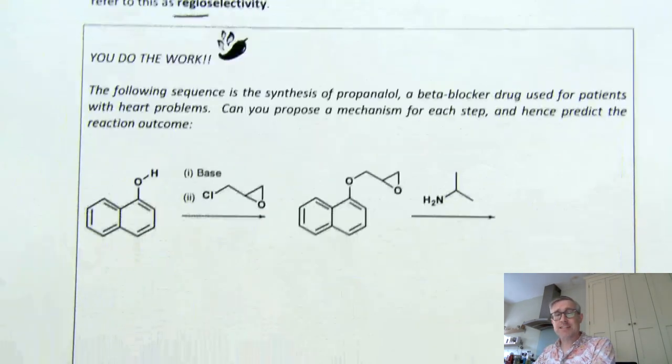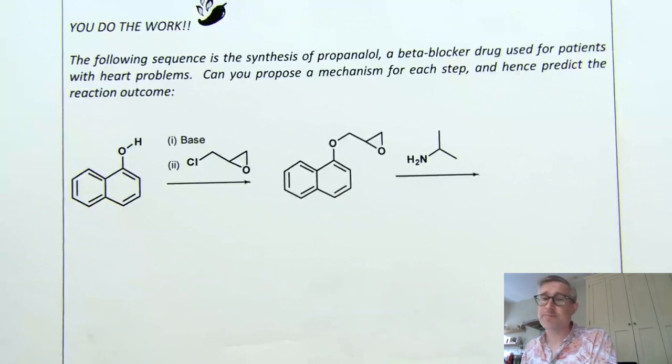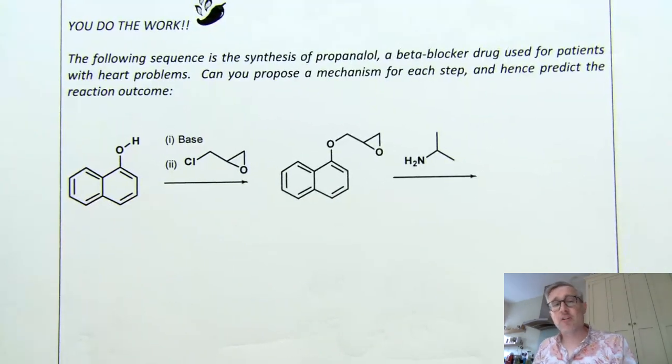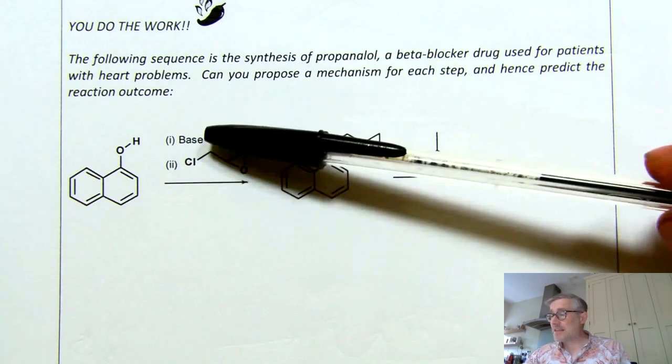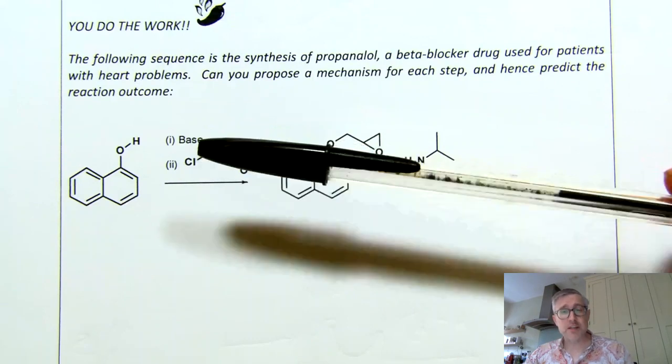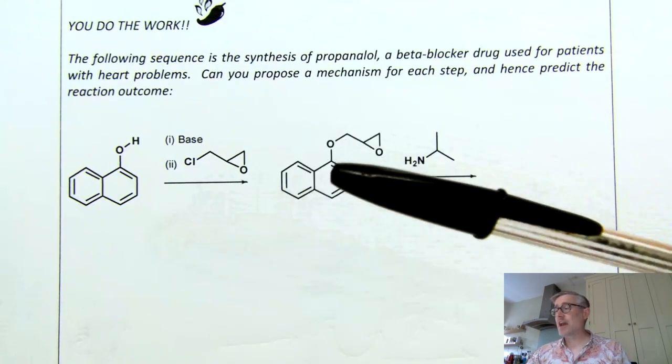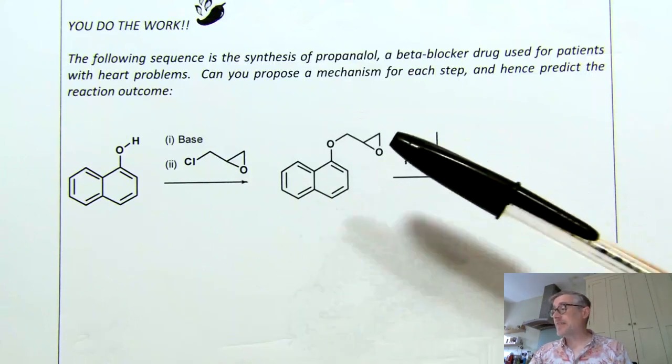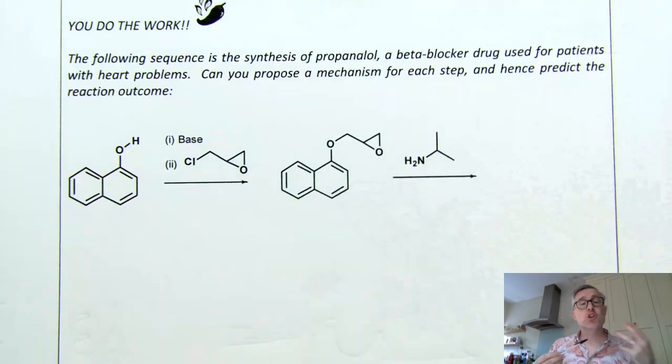The final bit of this screencast is a chilly challenge. You do the work. That means it's super tough. And this is part of the synthesis of propranolol. That's a beta blocker drug used for patients with heart problems. And I think you're now at a stage where you can propose a mechanism for each step of that reaction and predict the reaction outcome. Use the base first, work out what that does, then introduce the second reagent, and you should be able to make this, and then that should react with this. And of course, you can look up the structure of propranolol online, which will help guide you in drawing the mechanism if you're a little bit unsure of what should be happening there.